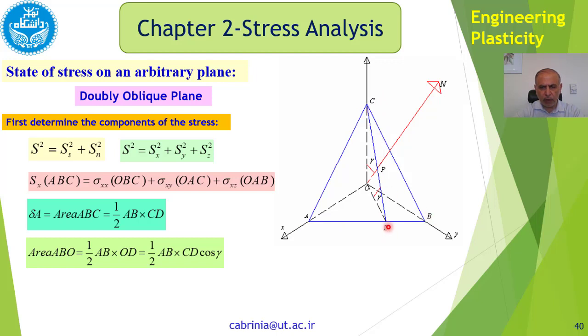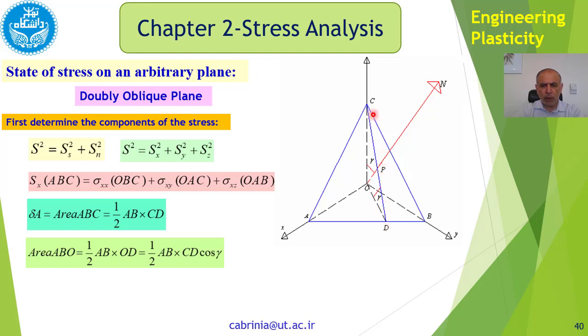Okay, CD is perpendicular to AB, and here note that this is the normal of the plane ABC. This normal makes angles alpha, beta, and gamma with the x, y, and z directions. Here we have only shown gamma, which is the angle of the normal with the z direction. Okay? So, because this is normal to this plane, and it makes angle gamma with this one, this angle is also equal to gamma.